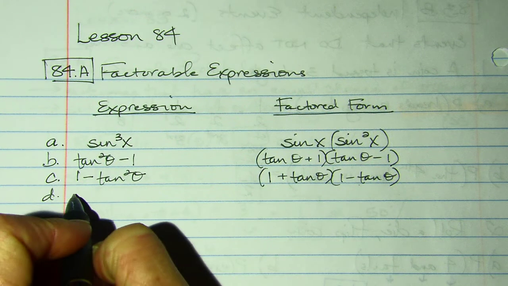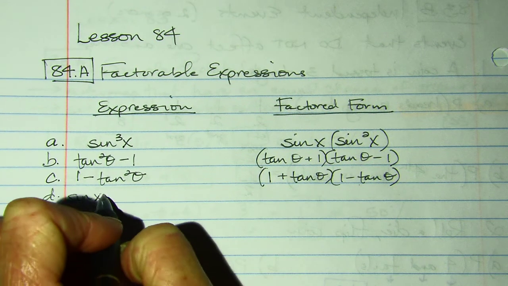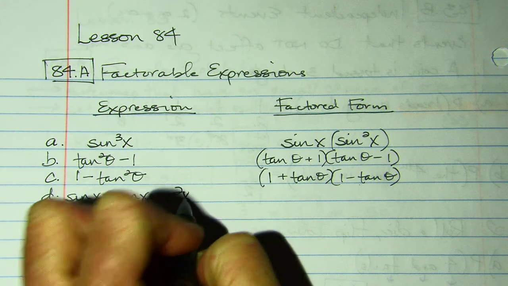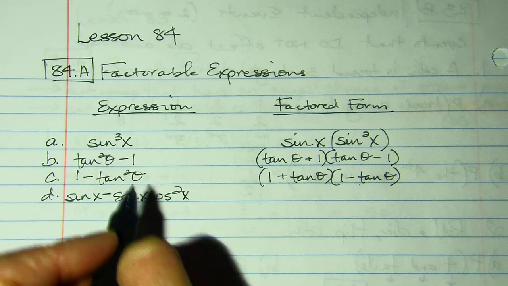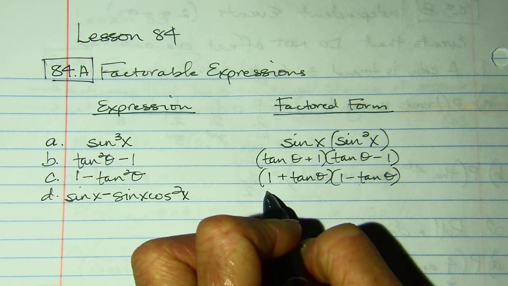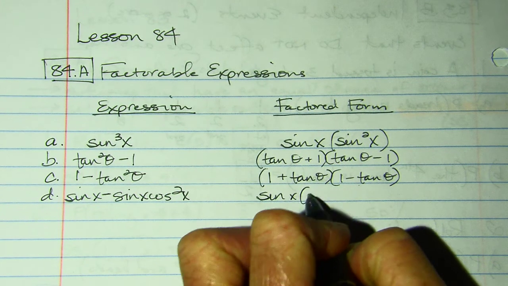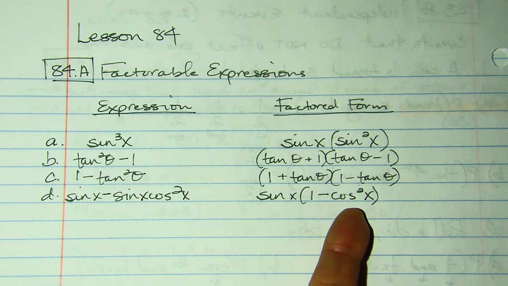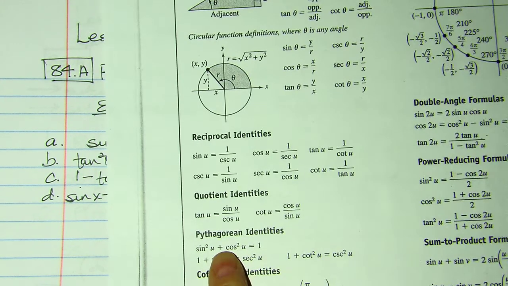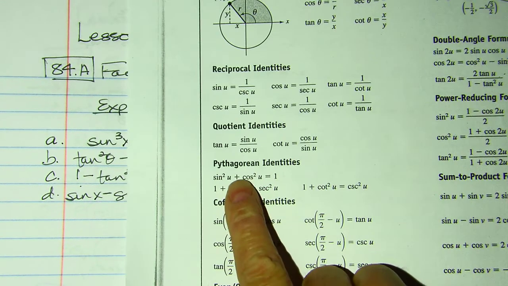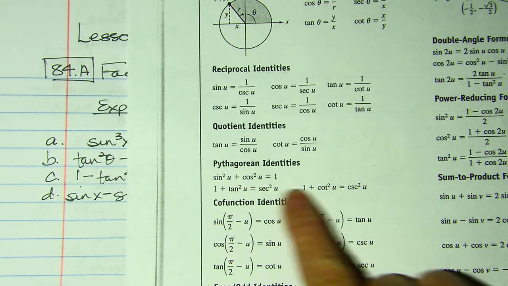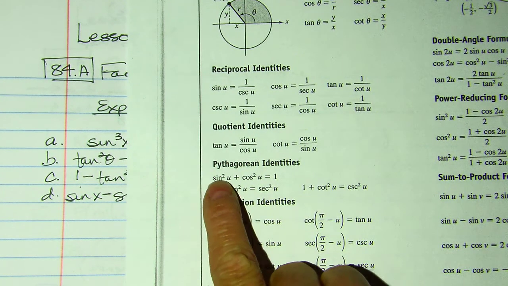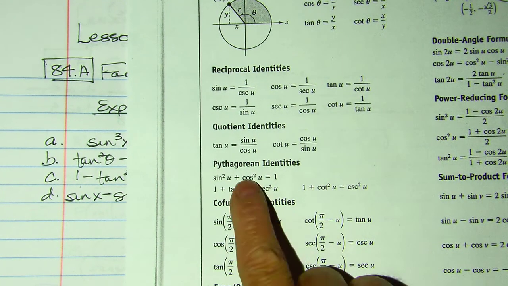Moving on, the sine of x minus sine x cosine squared x. In this one, I have a greatest common factor. I can factor out the sine of x, and I have 1 minus the cosine squared of x. And right when I see that cosine squared of x, I know that's one of the forms of this identity. These are the three main identities, the Pythagorean identities. And there are three forms of that one, right? Because I can subtract sine squared, or I can subtract cosine squared.